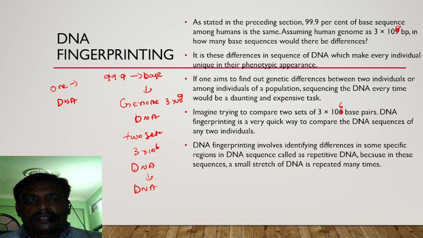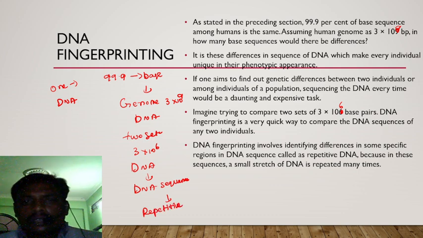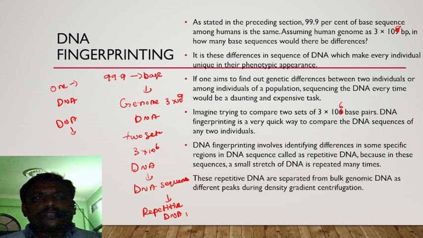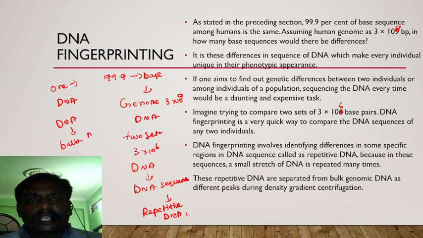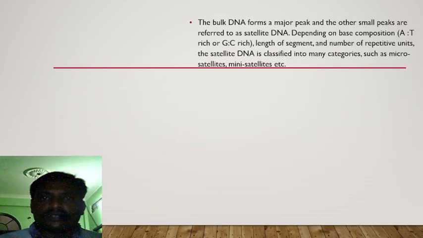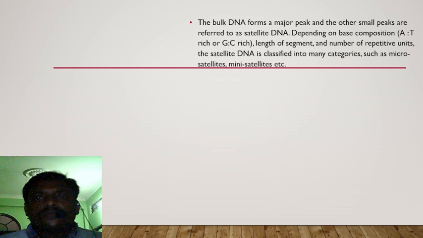In a DNA sequence called repetitive DNA, because in these sequences a small stretch of DNA is repeated many times. These repetitive DNA sequences are separated from bulk genomic DNA as different peaks during density gradient centrifugation. The bulk DNA forms the major peak. Other small peaks are referred to as satellite DNA.